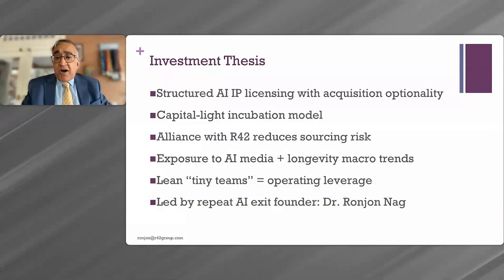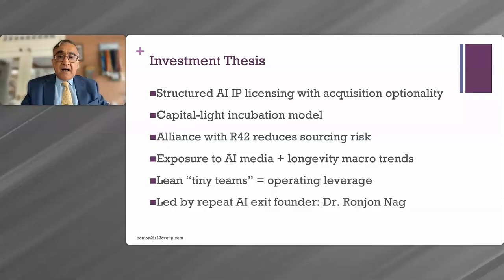Where do we get the projects from? We work with R42 group. I'll talk about who they are. And we look at 2 major inflection points. One is AI for media, content, and the other is for biology, longevity science. The 5th principle is we use tiny teams. With the advent of AI, you can get huge operating leverage. And the 6th principle is execution. That's me, Ranjan Nag. I've executed across many AI cycles. So in simple terms, we're going to capture the upside whilst managing the downside.